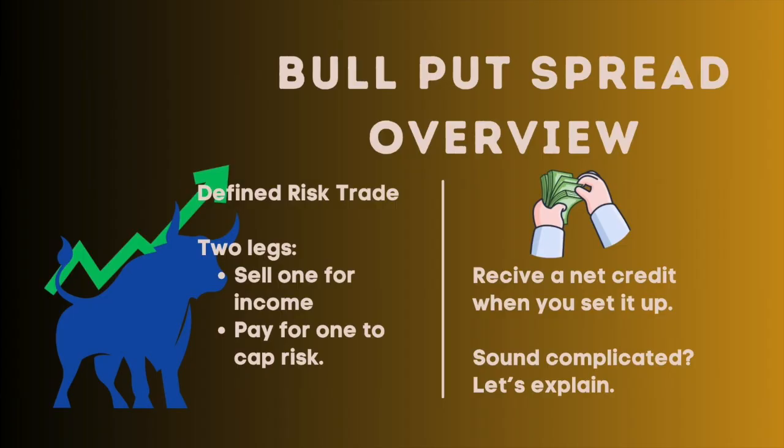This setup actually involves two trades called the trade legs, which you open at the same time with the same expiration date. You sell one of them for income and pay for the other one to reduce your risk. Since you receive more income for the first trade than you pay for the second one, you receive a net cash credit in your account at the outset when you set up this trade. I know this sounds complicated, but I'm going to really break it down for you.